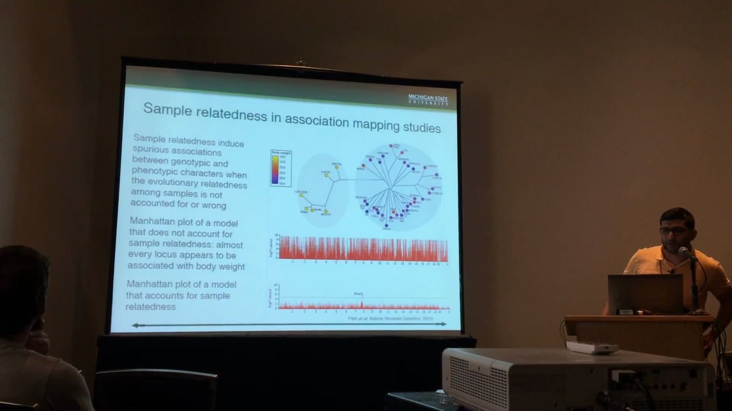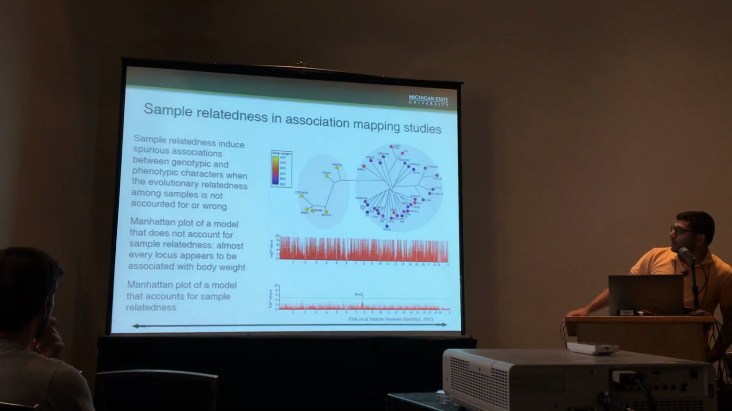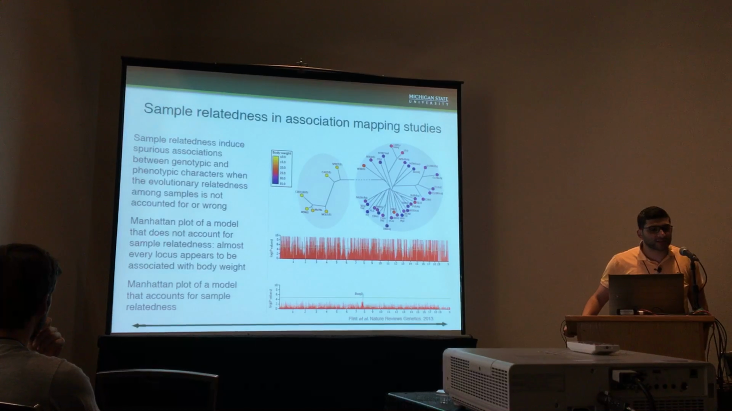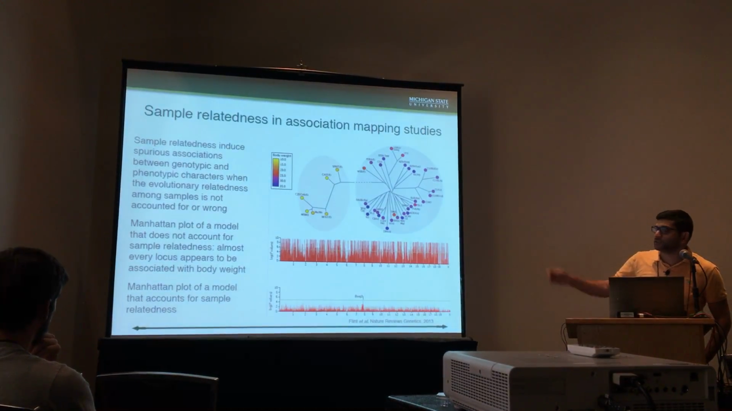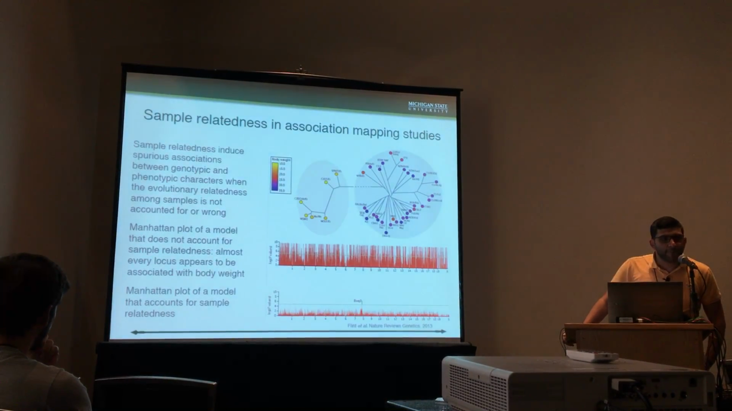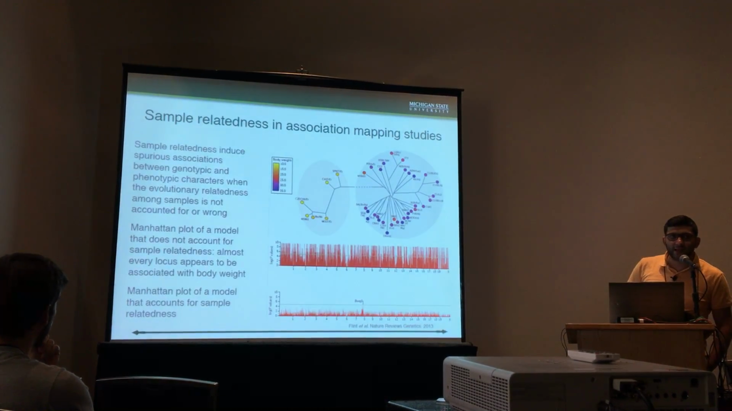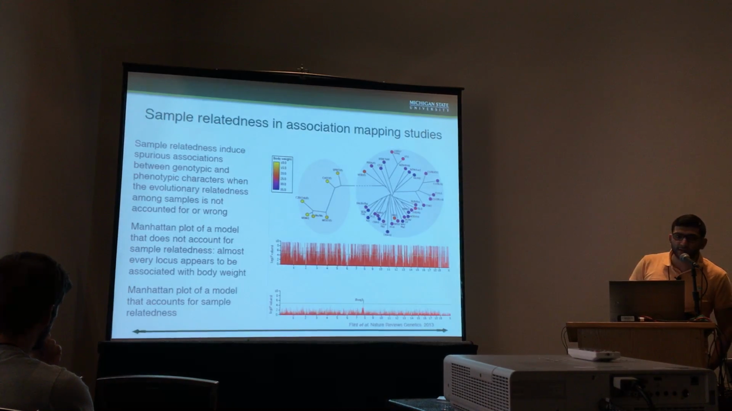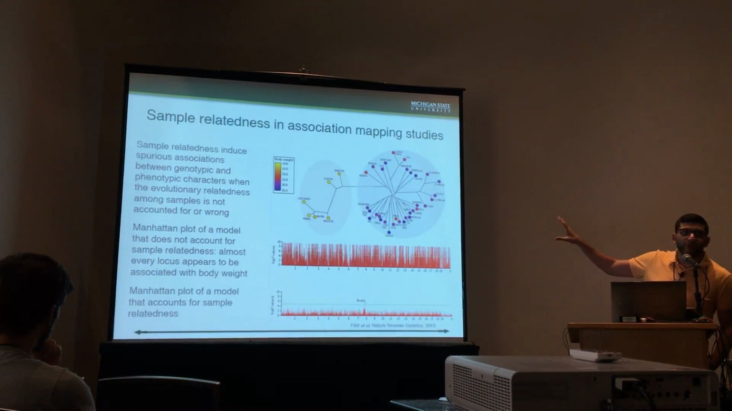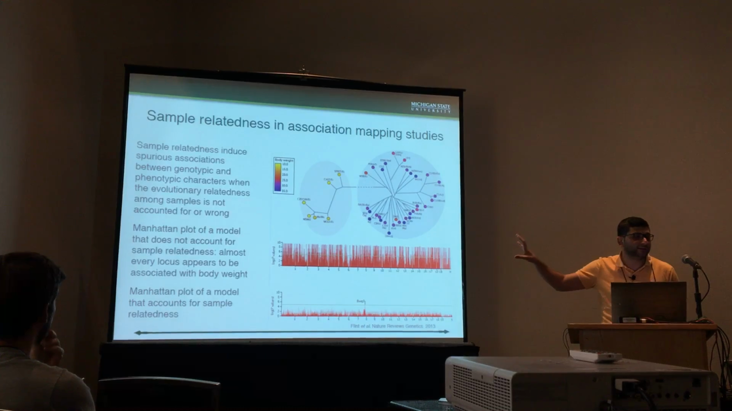If you take a look at the following figure, we have a tree. We have a set of samples. Each sample is colored according to its phenotype, which happens to be body weight in this case. Basically, you can see that samples located in the smaller plate are more closely related to one another than samples located in the larger plate. So we do have population structure, we do have sample relatedness.